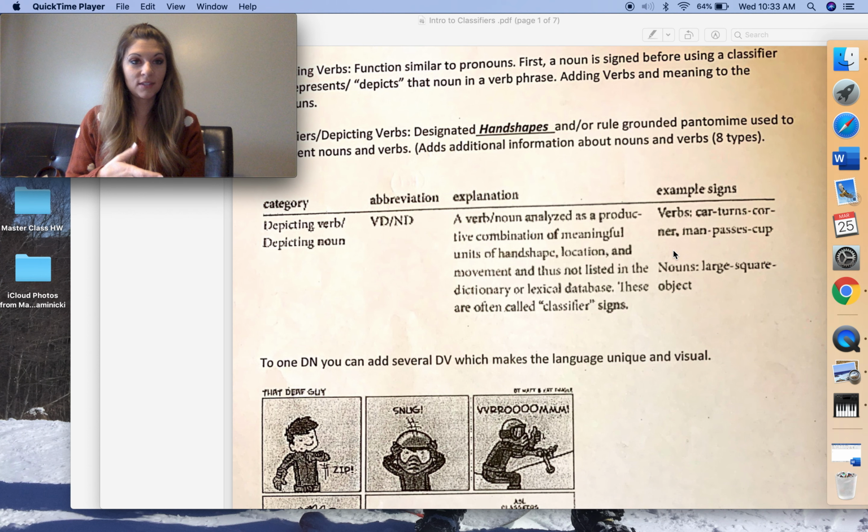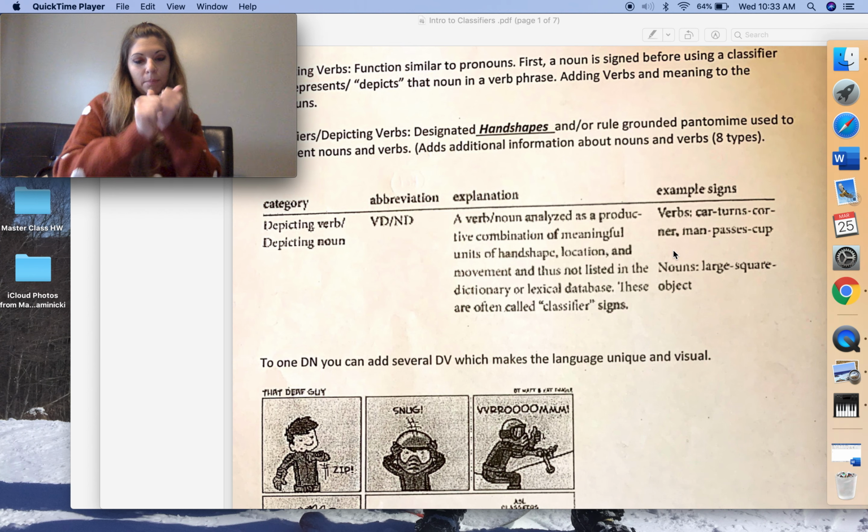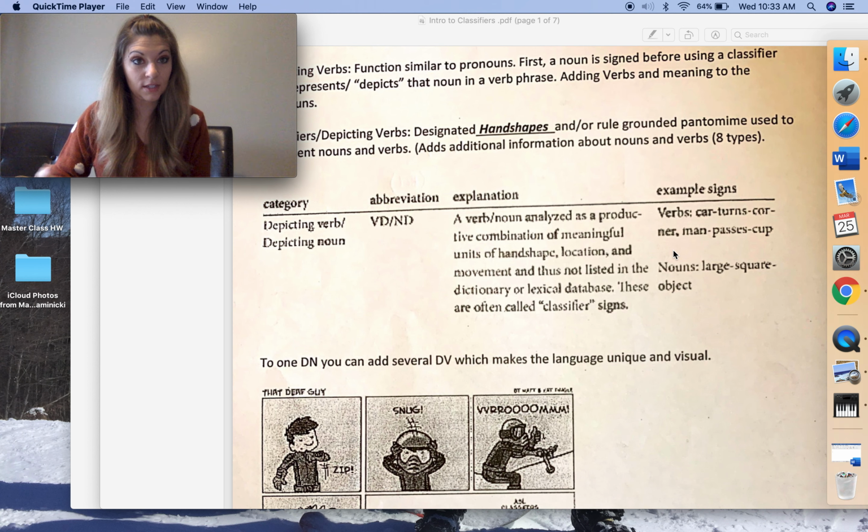Or a man passes the cup. So I need man and I need cup, and then he's not passing, he's handing it. Where is he handing it? Who's he handing it to? And then you can even role shift and then receive the action in a similar manner. Super cool.